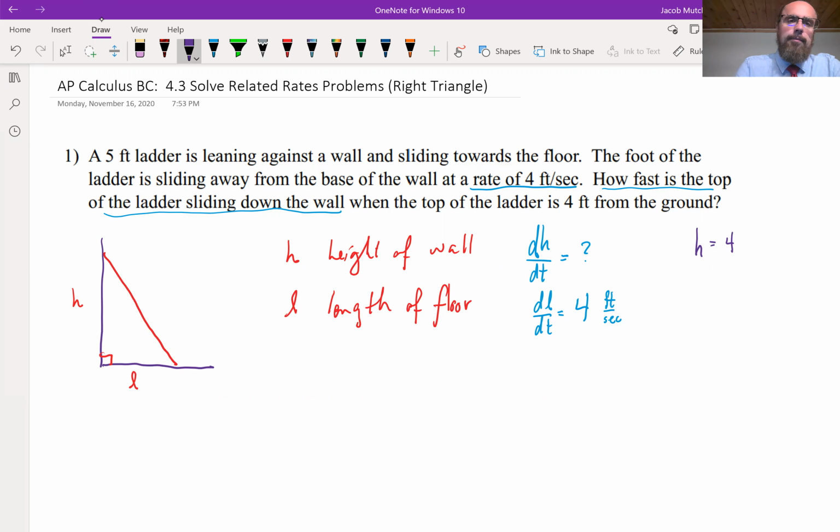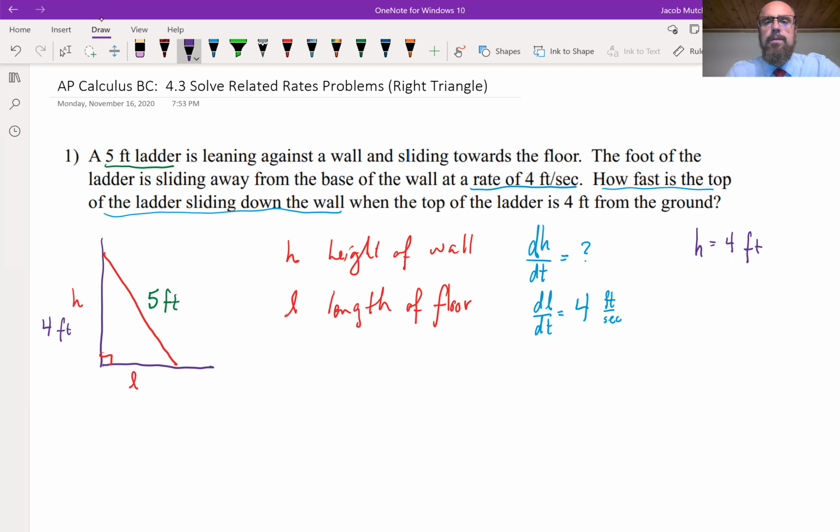So as I come over to my triangle, what I want to notice is that I do know the length of the ladder. That's the hypotenuse of that right triangle. That's 5 feet. Now, if I take my specific height, which I just marked at 4 feet, that's the height we're interested in to find the rate of the height's change, that allows me to solve for L as well.